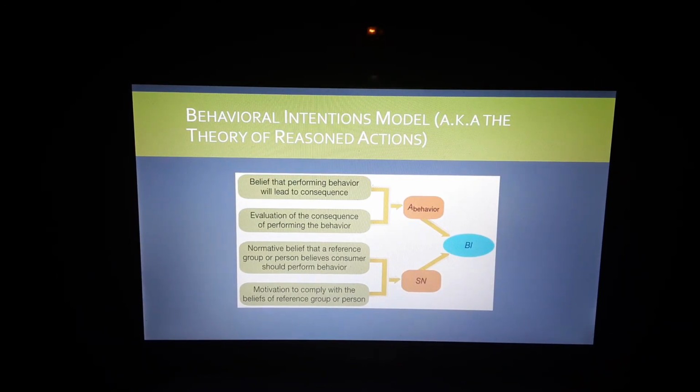So here we go. Behavioral intentions. It's also known as the theory of reasoned action. So understanding that a certain behavior will lead to some sort of consequence, and evaluating the consequence, whether or not it's worth it. The cost of it, how much you have to give up, might influence something, and something that we believe we have to conform to, some societal norm, and then also that's tied in with our motivation to be part of a reference group.